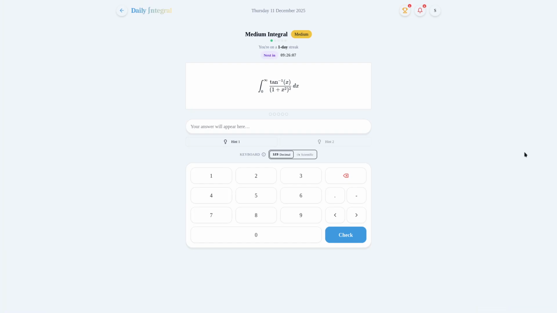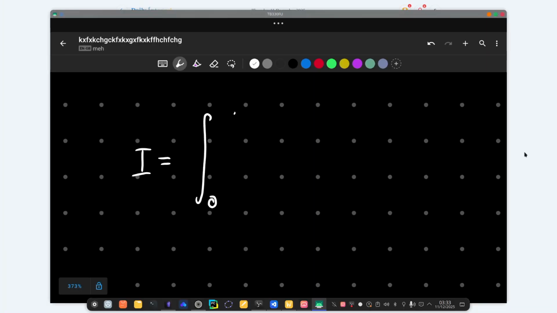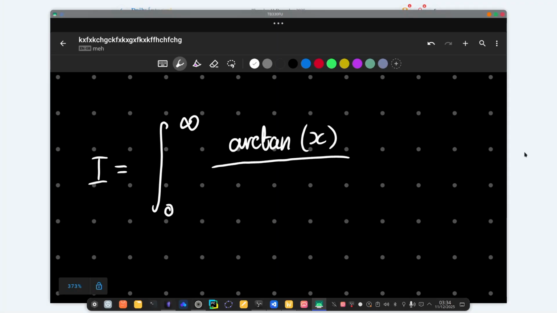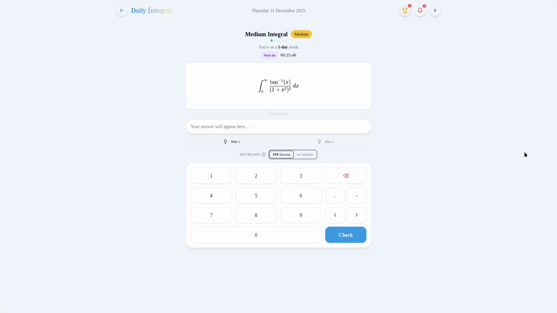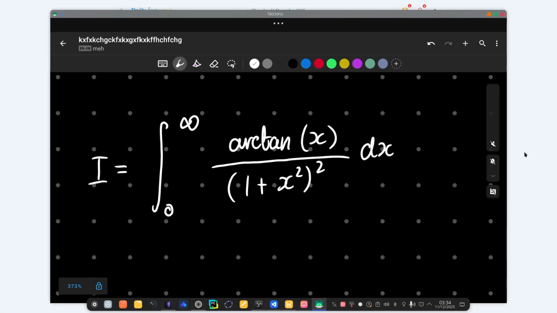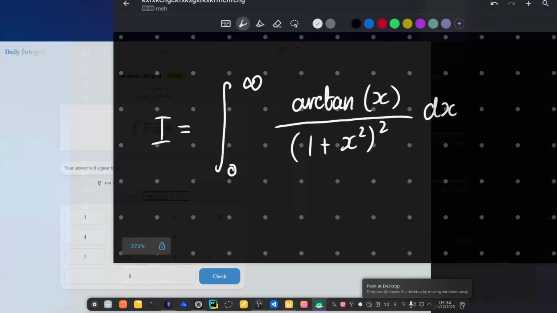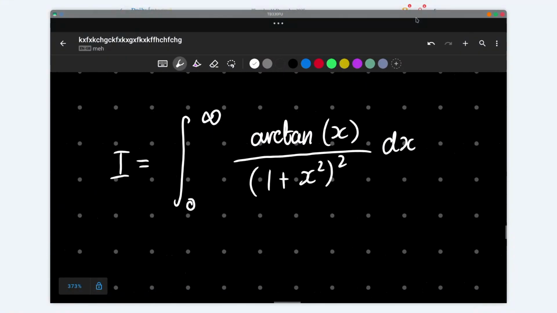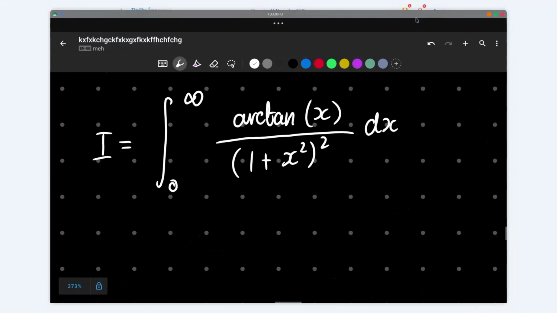We'll let I equal the integral from 0 to infinity of arctan that. The theme seems to be focused on a lot of inverse functions here. This one specifically, I have no idea how we're going to do it, so we're just going to guess. Can this go away, please? Thank you. I have no idea how we're going to do this one.